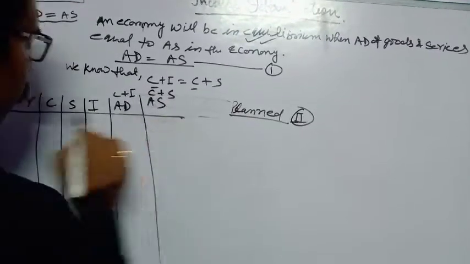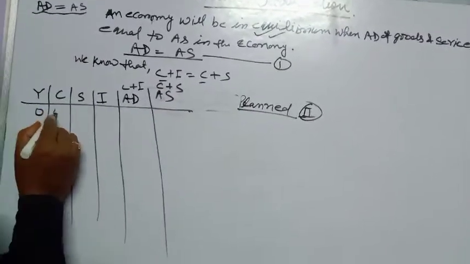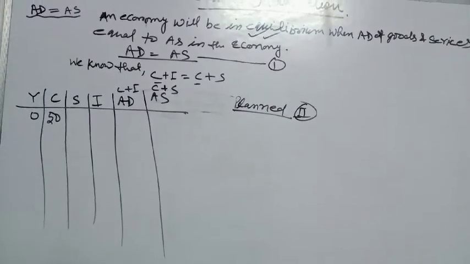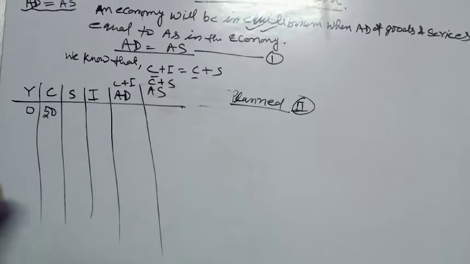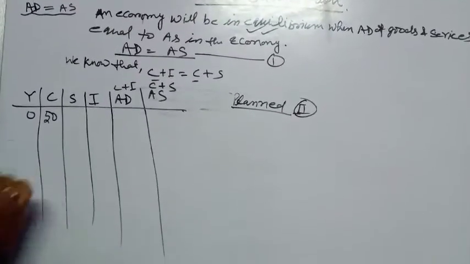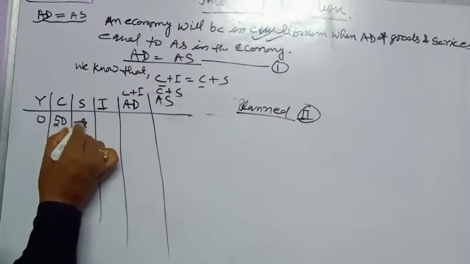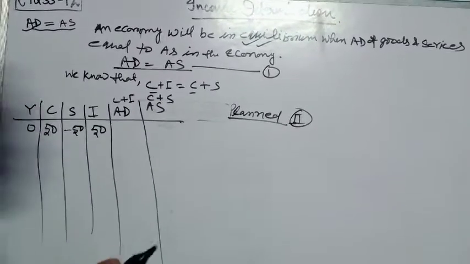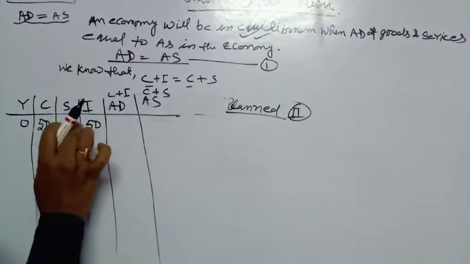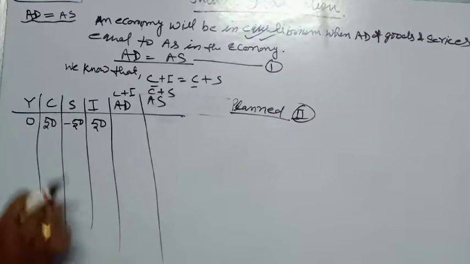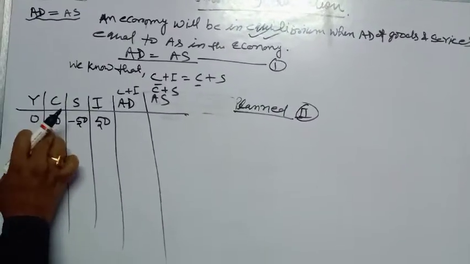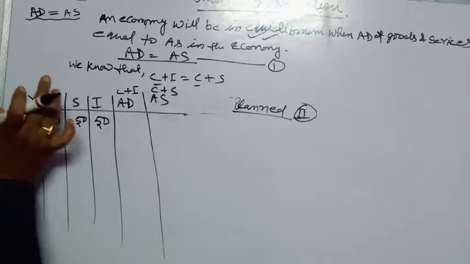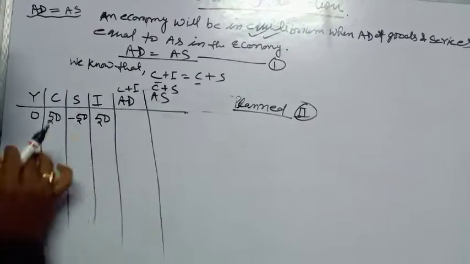Clear? So Y is equal to 0, consumption is, let's say, 50, which is known as the minimum consumption level, denoted by C bar, and its other name is autonomous consumption. The saving will be minus 50, and let investment be 50. You will take a particular unit, for example 50 crore, 50 lakhs and so on. So first of all you will fix a particular unit to measure it.